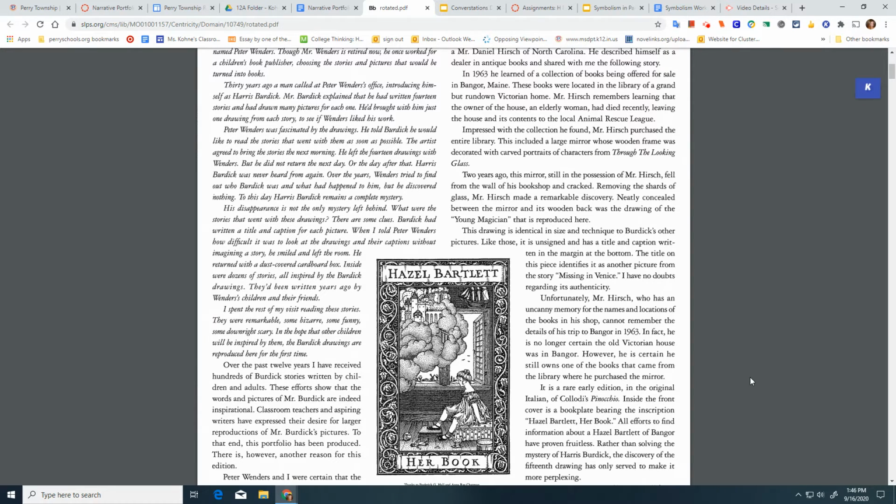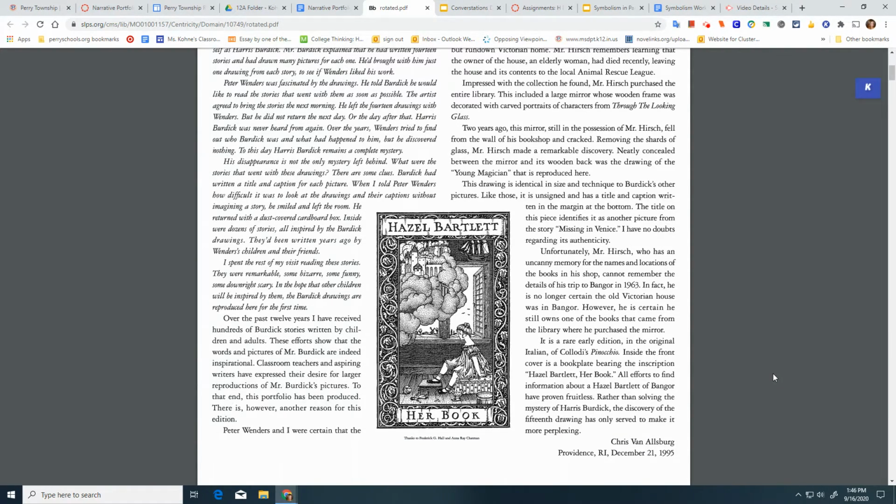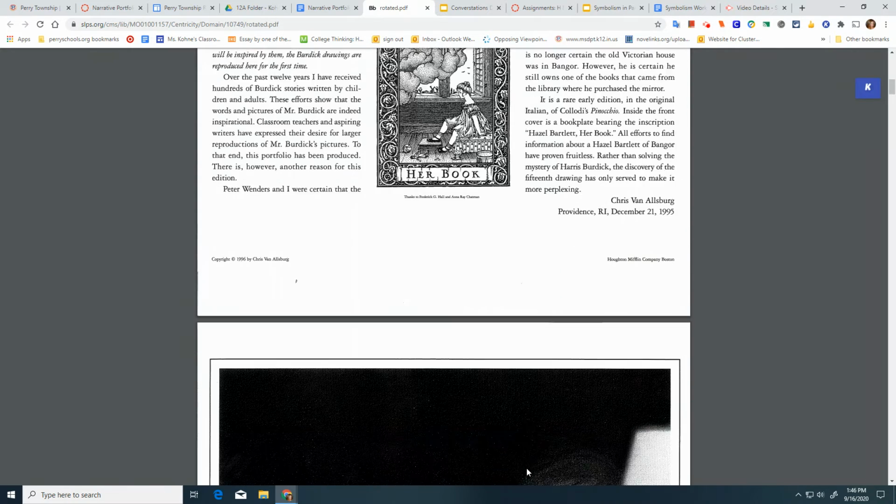Inside the front cover is a bookplate bearing the inscription, Hazel Bartlett, her book. All efforts to find information about a Hazel Bartlett of Bangor have proven fruitless. Rather than solving the mystery of Harris Burdick, the discovery of the 15th drawing has only served to make it more perplexing. Chris Van Allsburg, December 21st, 1995, Rhode Island.